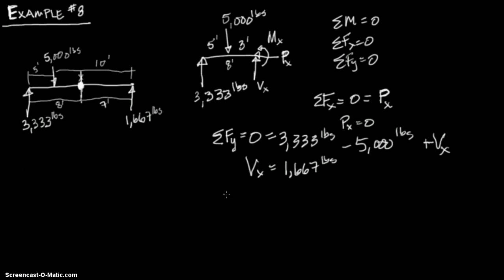Now, our last unknown is Mx. Sum of the moments at point x equals 0. We're going to say positive is this way. Again, we just kind of guessed at this. I could have put it the other way, but I put it that way just because that's what I do. Usually I make them smile. And when I say smile, I mean I make the beam smile.